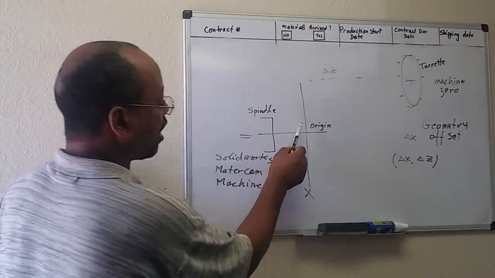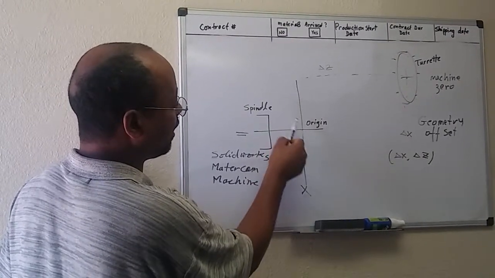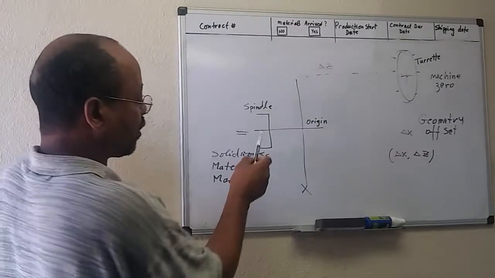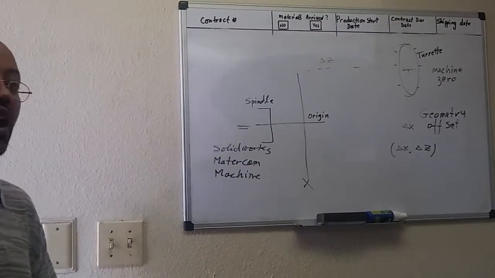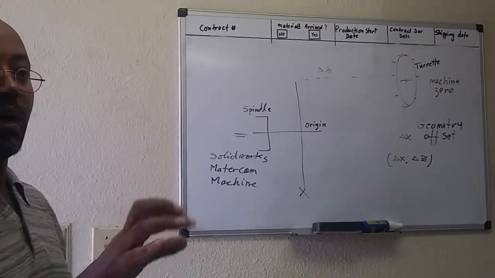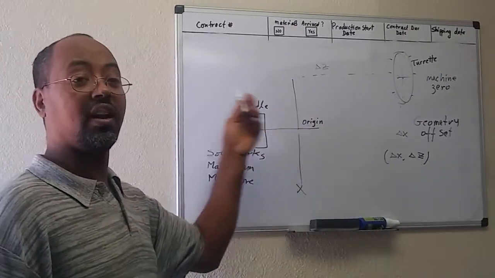Why? Because our part is located on this side, which is the turning profile from the origin to the left, which means all Z values better be negative. If you see a Z value that's positive, especially if you're entering manually, you're doing something wrong. So it better be all negative.